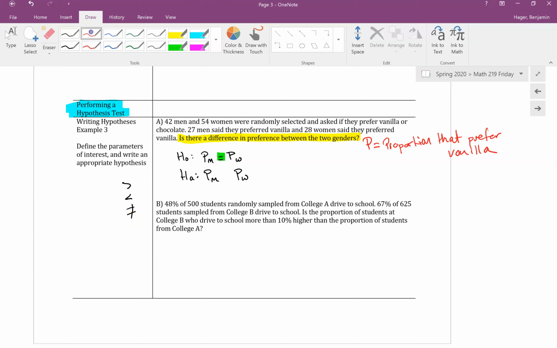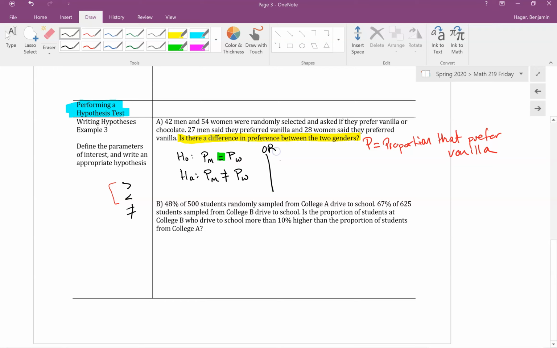And I mentioned in other videos or in the lectures that we kind of prefer those if you have an inkling over one way or the other. But to me, this question is just going to be the not equal case. It just says, is there a difference? It doesn't say, do men prefer vanilla more than women or vice versa. It just says, are they the same or are they different? So to me, this is a not equal case. So that's one way to write up your null and alternative hypotheses.